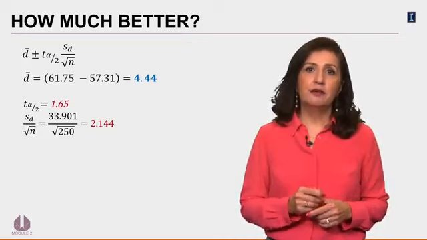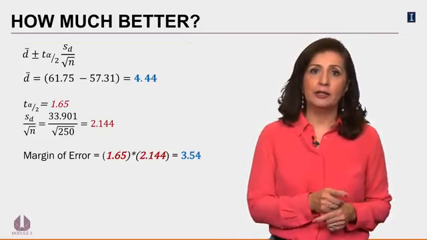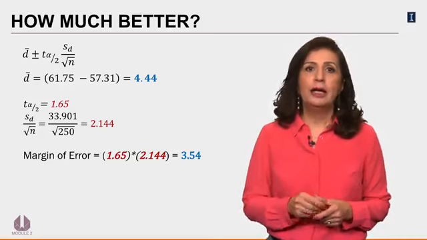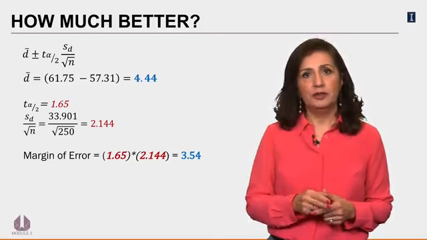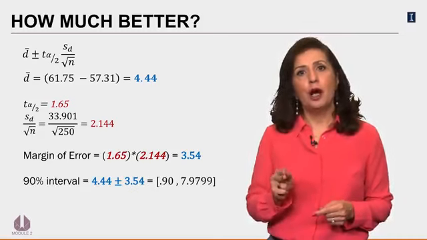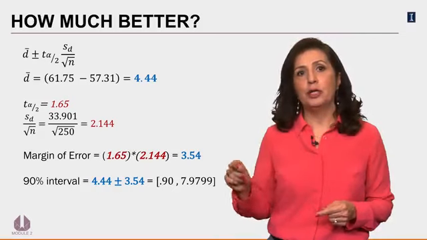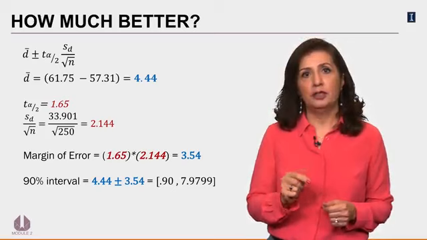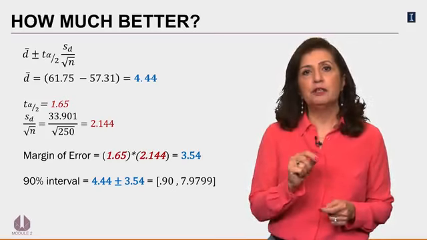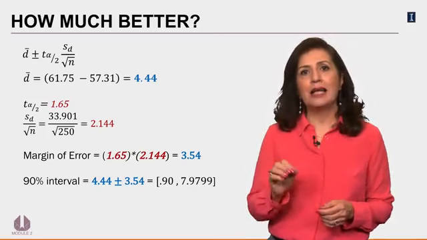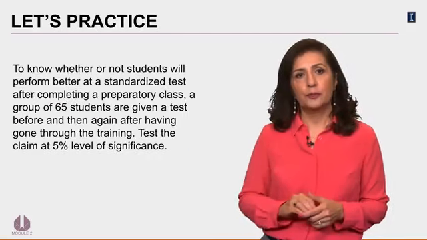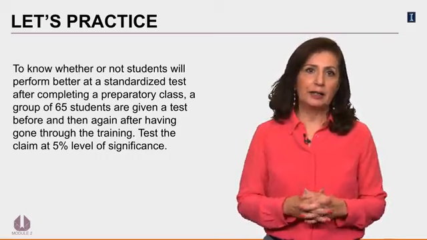Margin of error is found by multiplying the critical value with the standard error, which gives us 3.54. Then the 90% confidence interval will be 0.90 to about 7.98. This means we can be 90% confident that the true difference is between 0.90 and 7.98 for the ratings of these two products. Now let's practice.